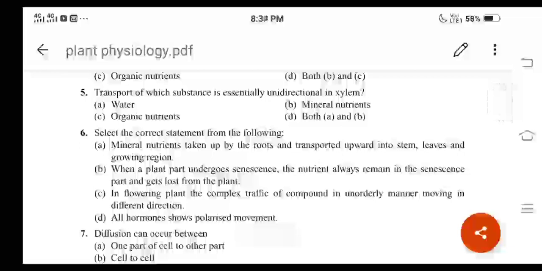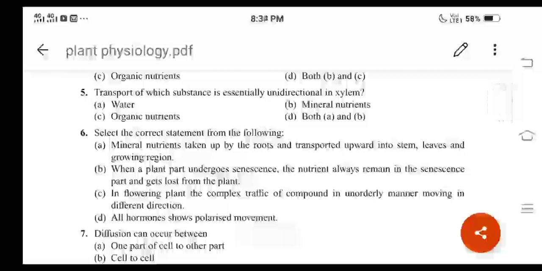Water as well as the mineral nutrients are said to be essentially unidirectional in xylem. Remember the main function of xylem: it is involved in the conduction of water along with the mineral nutrients, right? But it shows unidirectional movement in the plant body. So option D is the correct answer.